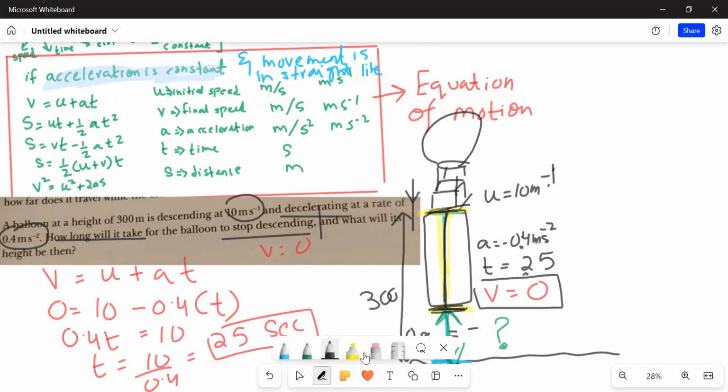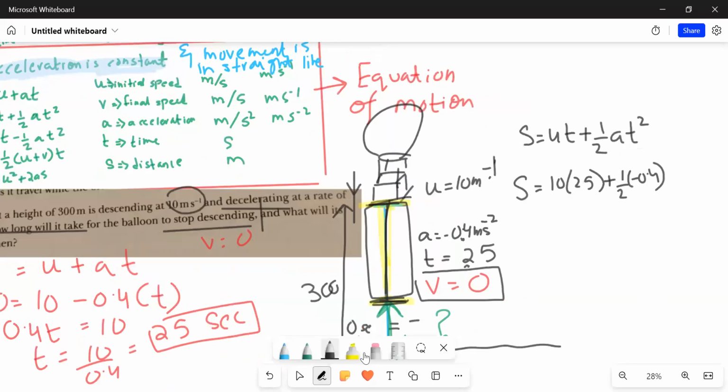I'm going to use this one. It equals UT plus half AT squared. That's also fine. Okay, let's use that. So S equals UT plus half AT squared, so it's going to be S equals 10 times 25 plus half times minus 0.4 times 25 squared.